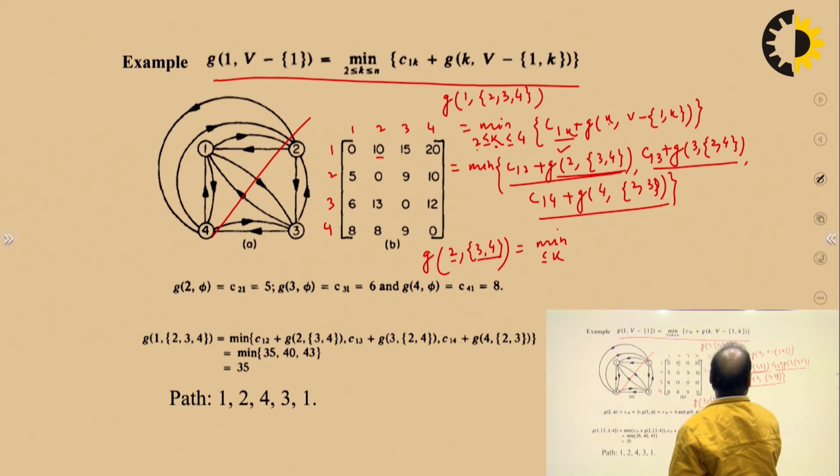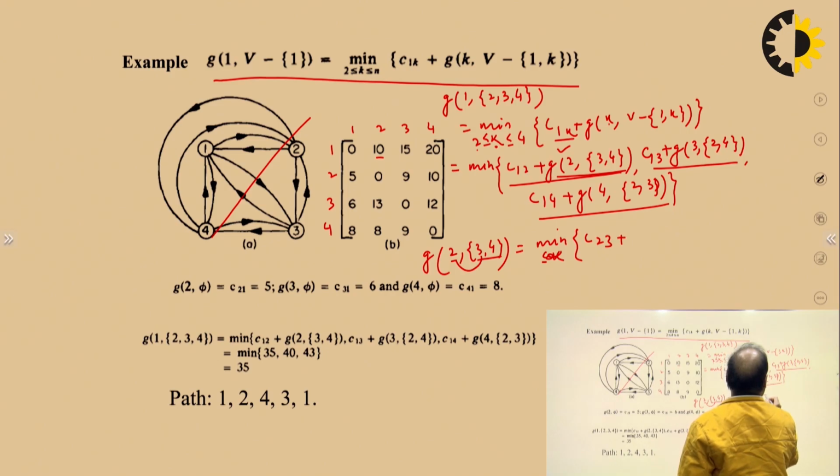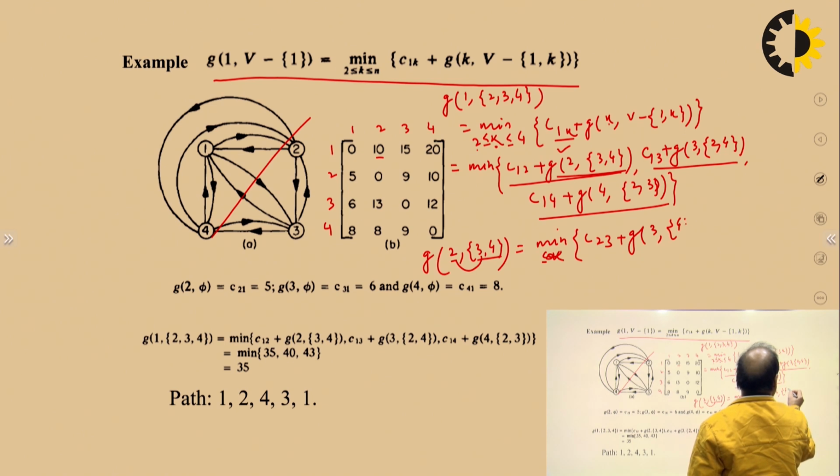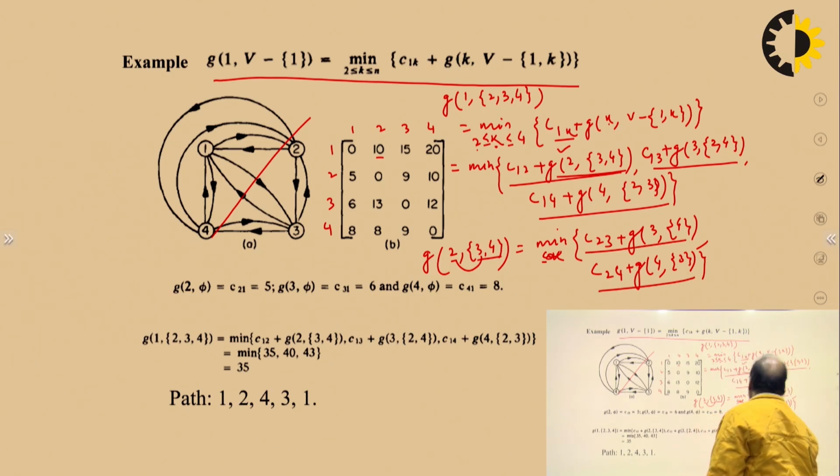So for 3, k can be 3 and 4 here, like you see we start from 2, 3. So you see here the minimum of C2 3 plus G3, the remaining is only 4. This is the first option. Or C2 4 and then G4 and then the remaining is 3. This is the other option. So again, this is not going to be terminated.